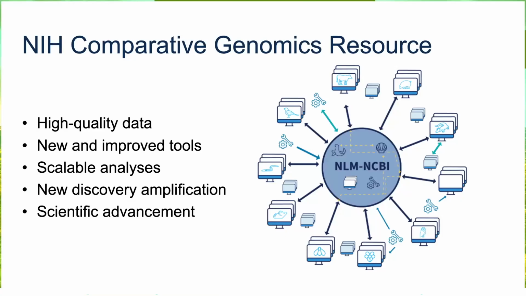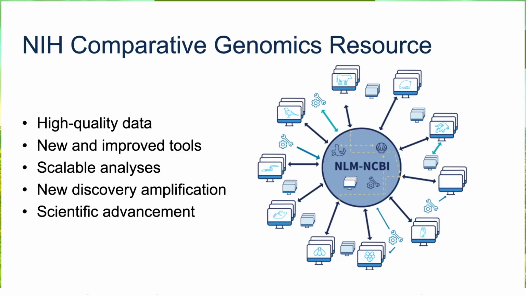NCBI will also improve existing tools and develop new ones to improve and simplify comparative genomics analyses. These include new BLAST databases and comparative genome viewers. I'm going to talk about the comparative genome viewer briefly in this talk. NCBI will offer improved web and programmatic interfaces, one of which I'm going to talk about, to facilitate discovery, analysis, and the delivery of eukaryotic genomic-related content. So that's new and improved tools.